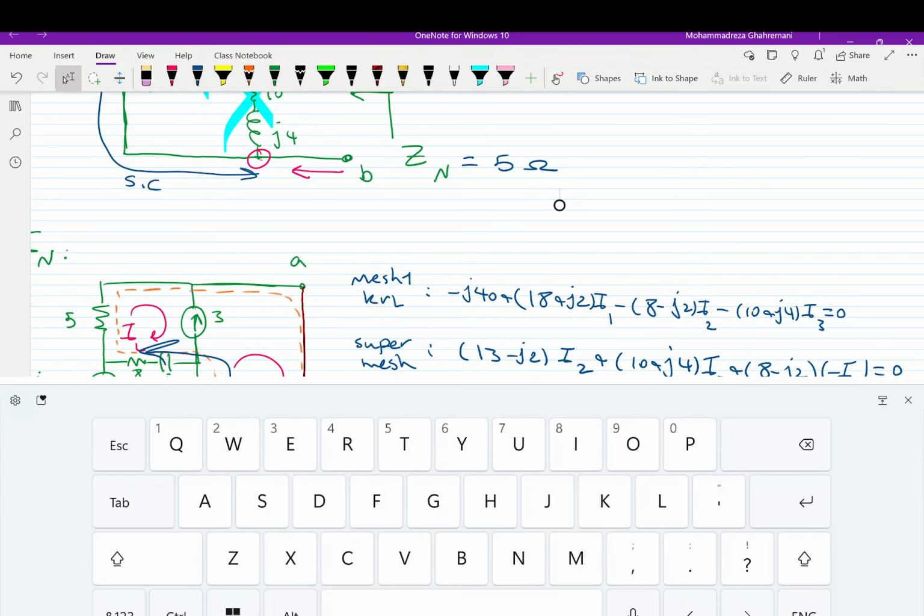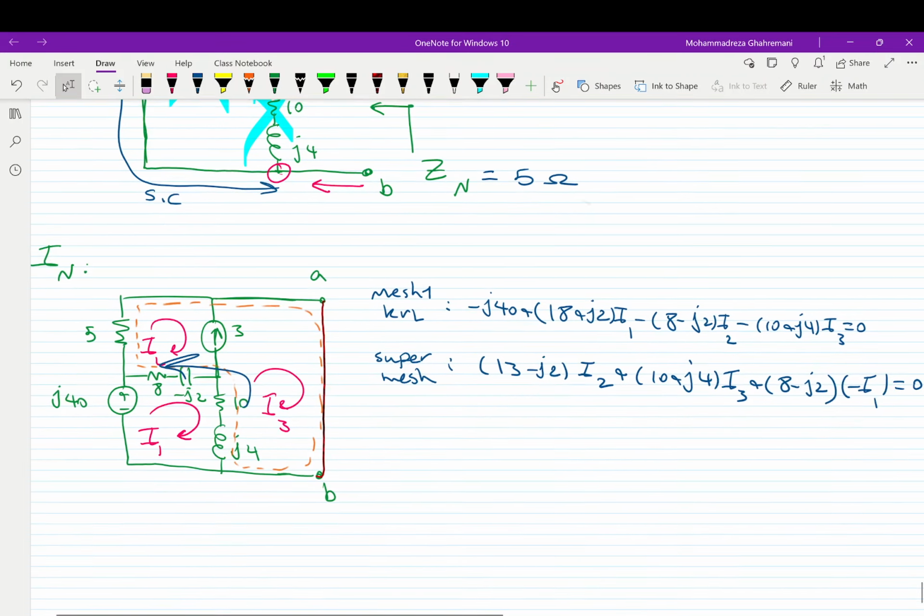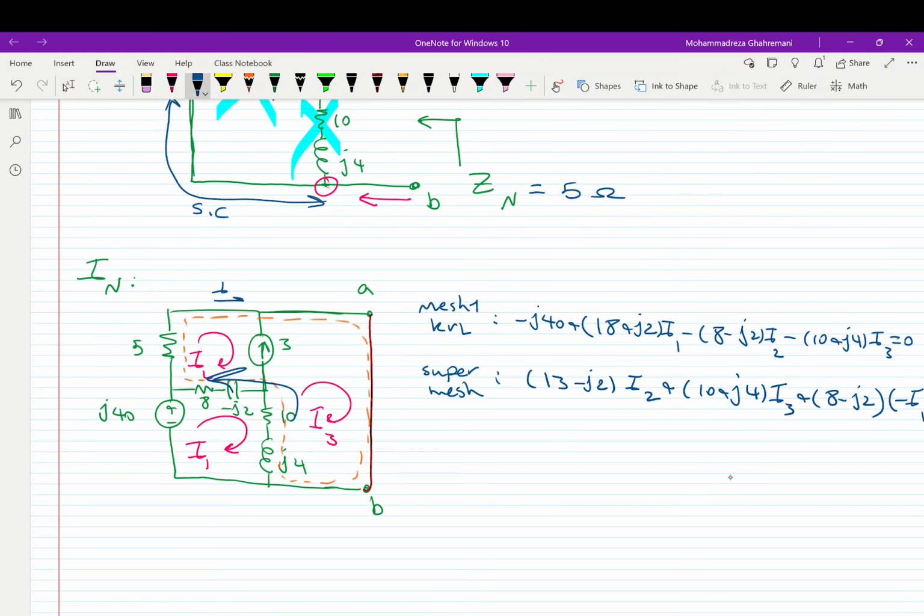The third thing is the constraint. If we say that this is I2 and this is I3, we can see that in this node, the constraint says that I3 minus I2 is equal to 3. Okay, so we reach this point.